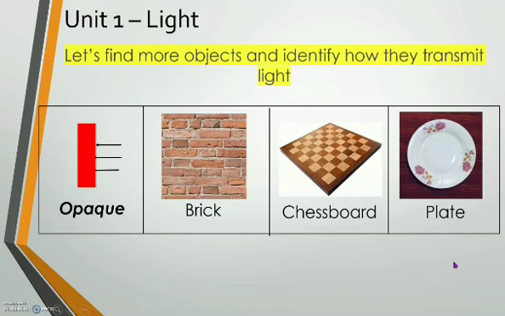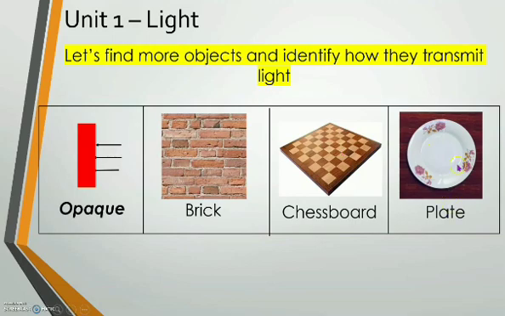Okay, next one is the opaque. Everybody, opaque. When the light does not transmit through the material or does not bounce. Example, brick. When the light hits the brick, we cannot see what's inside the brick, right? The light does not transmit. Also the chessboard. We can see the light hitting the chessboard, but we cannot see inside or through. It does not reflect as well.